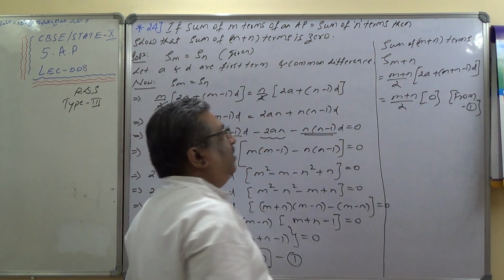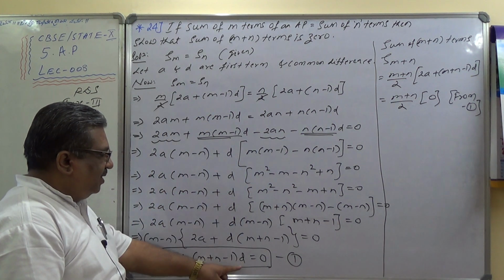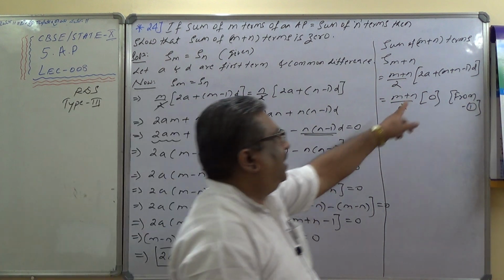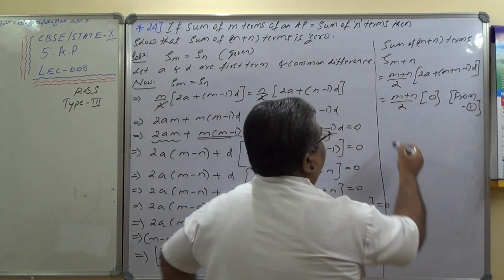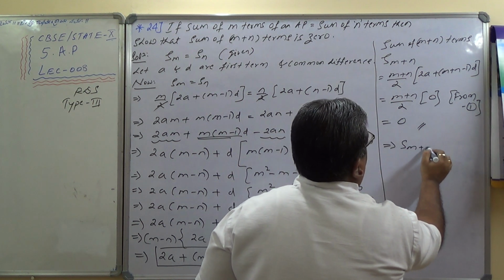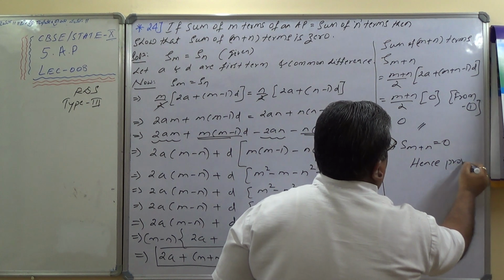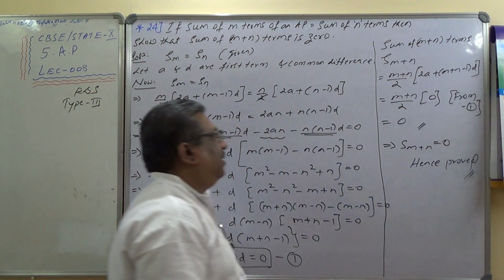because this part is 0 here. See here, 2a plus (m plus n minus 1) into d is 0 here. So this part is 0. 0 multiplied by this 0 equals 0, implies m plus n equals 0. Hence proved. Note it down.